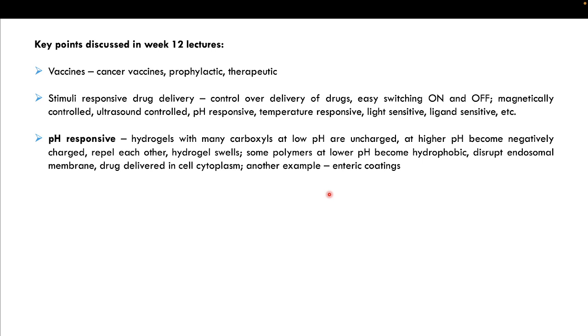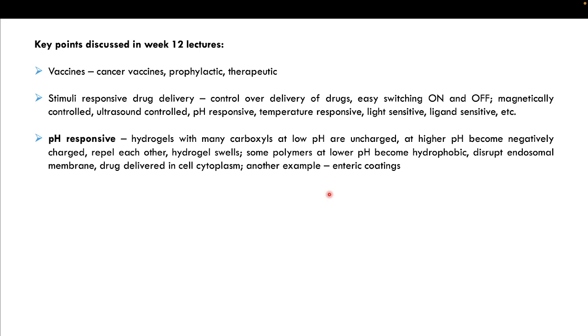So what happens? These polymers at lower pH, they will become more hydrophobic, and because they're hydrophobic, they will interact with the endosomal membrane and they will start disrupting this membrane. And in that process, they will then release all their cargo inside the cell. So this is another example of pH responsive polymers.